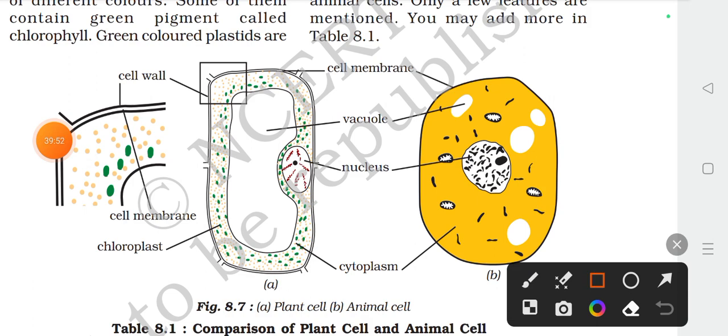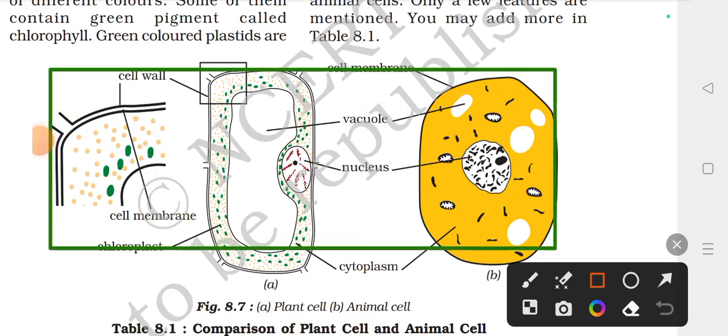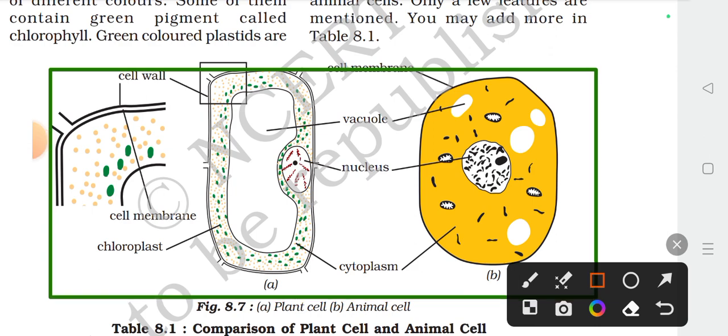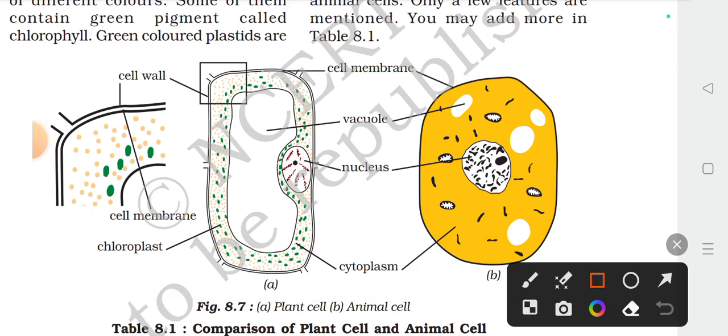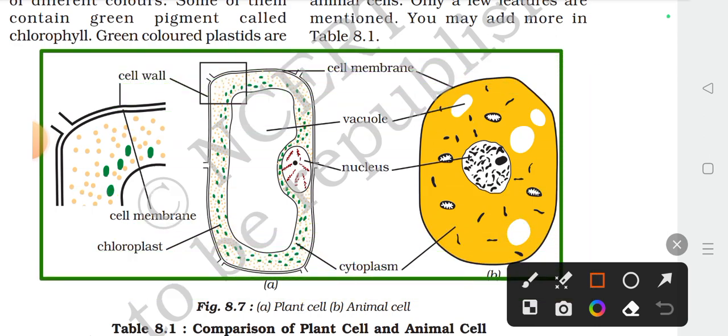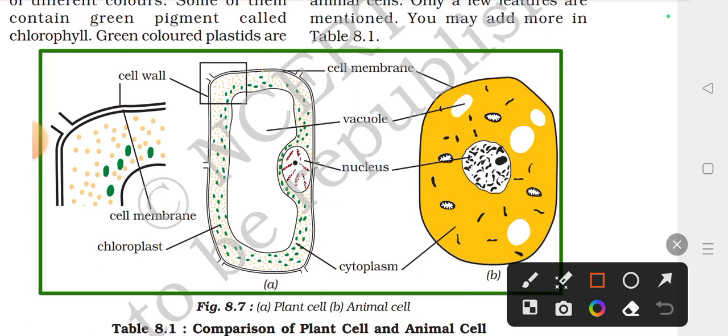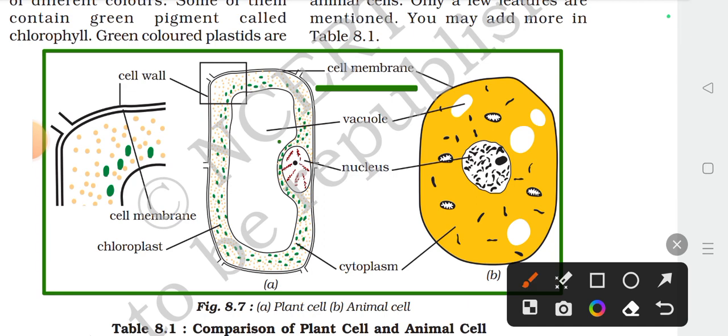Just look over here. This is a table of plant and animal cells. So what are the similarities? Both have a cell membrane. Both have a vacuole, but plants have a larger vacuole and animals have a small vacuole. Both have a nucleus. Both have cytoplasm.